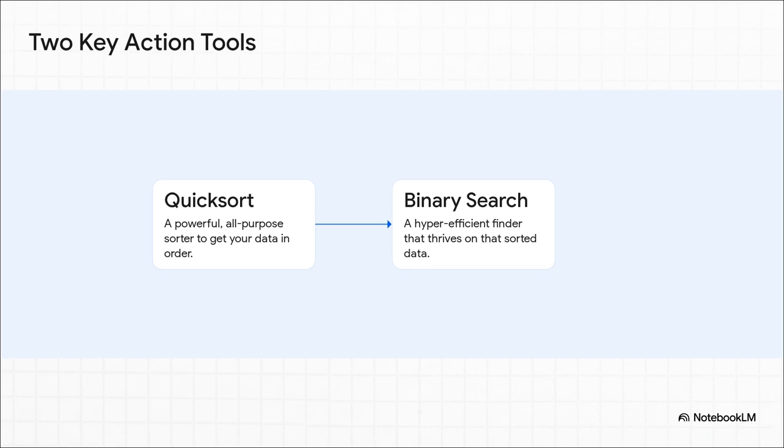First, you've got Quicksort. Its whole job is to take a completely jumbled mess of data and just whip it into perfect order. Then, once Quicksort's done its thing, you can bring out its partner, binary search, which is a super efficient finder that only works on data that's already sorted.